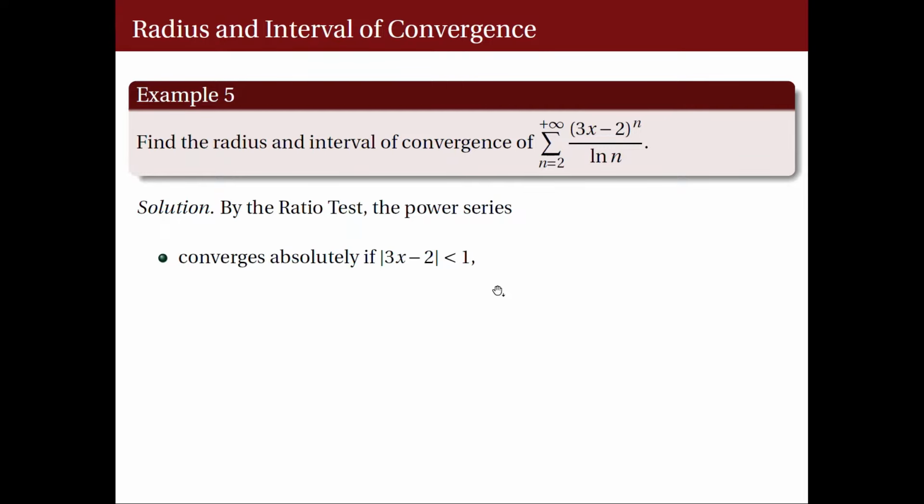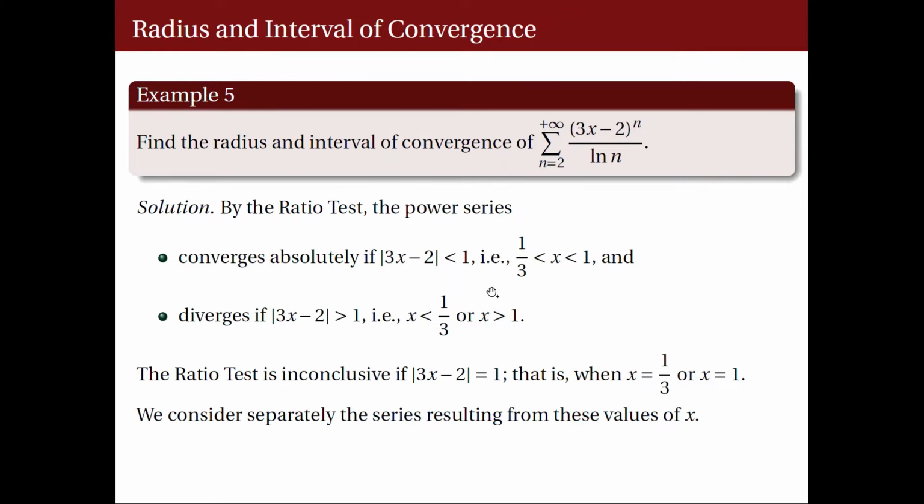Hence, by ratio test, the power series converges absolutely if the limit is less than 1, or the absolute value of 3x minus 2 is less than 1. Here, x is between 1/3 and 1, and diverges otherwise. Notice that the ratio test is inconclusive if the limit is equal to 1, or the absolute value of 3x minus 2 is equal to 1. Here, x is 1/3 or x is equal to 1. Therefore, we need to determine whether the series is convergent or divergent when x is equal to 1/3 or x is equal to 1.